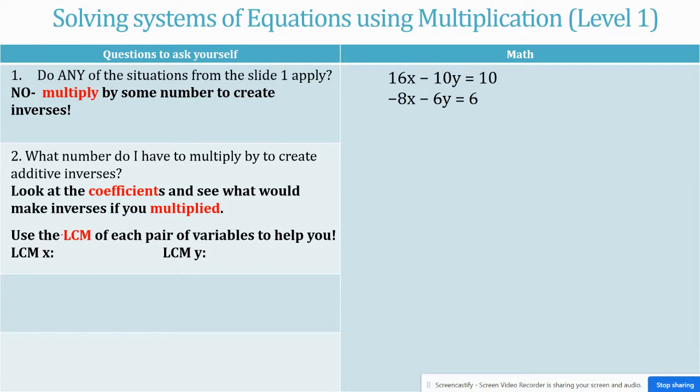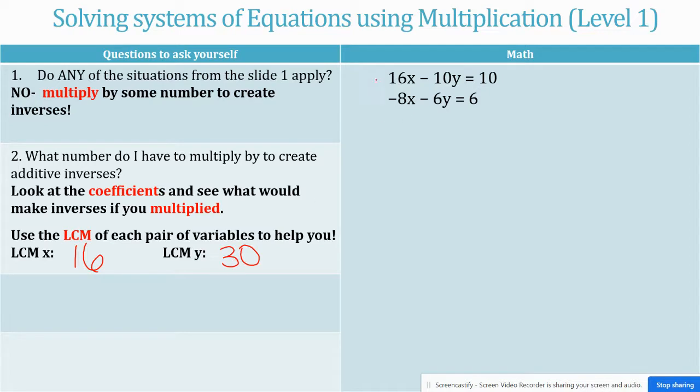Okay, so we can use the LCM of each pair of variables to help you. So just like we did in the slide before, 16 and 8. The LCM here was 16. So I'm going to list that right here. And the LCM of y for this 10 and this 6, and notice I'm not paying attention to the signs for right now, 10 and 6, the LCM was 30. So what we want is either the pair of x's to become both 16s, the coefficients in front, or we want the pairs of y, both of those coefficients, to become 30.